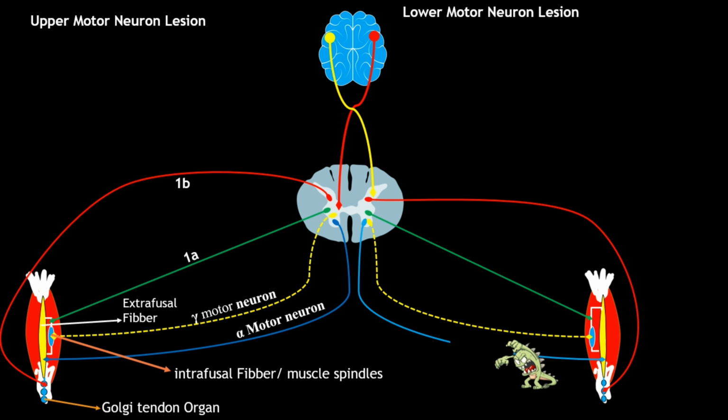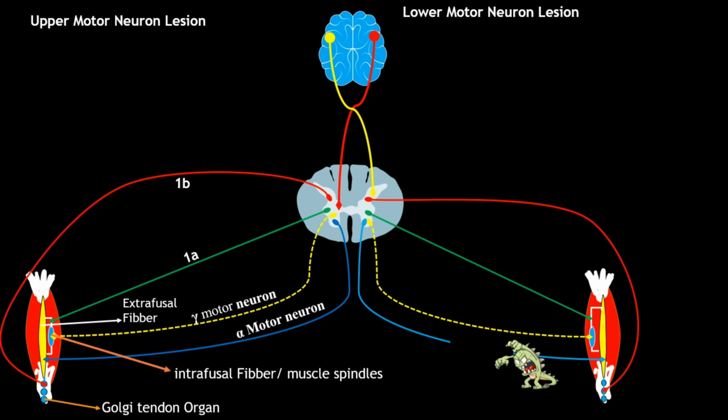We are examining this patient after the injury. So the neuron will not be able to release the acetylcholine. When the acetylcholine is not released, the nicotinic receptor will not activate. When the nicotinic receptor is not activated, the muscles will not contract. This is the simple way.